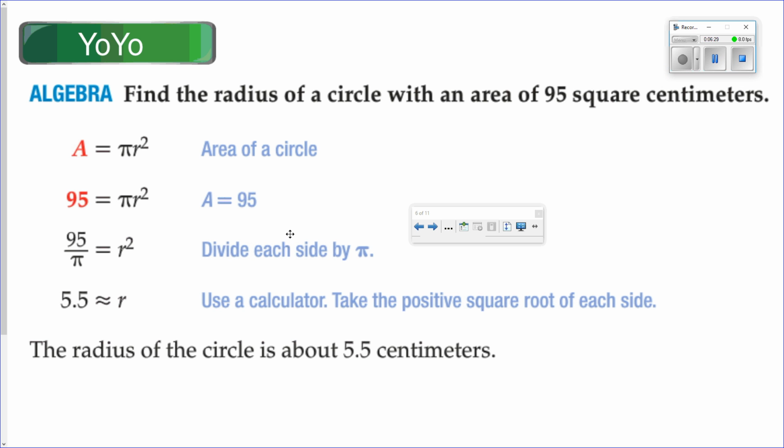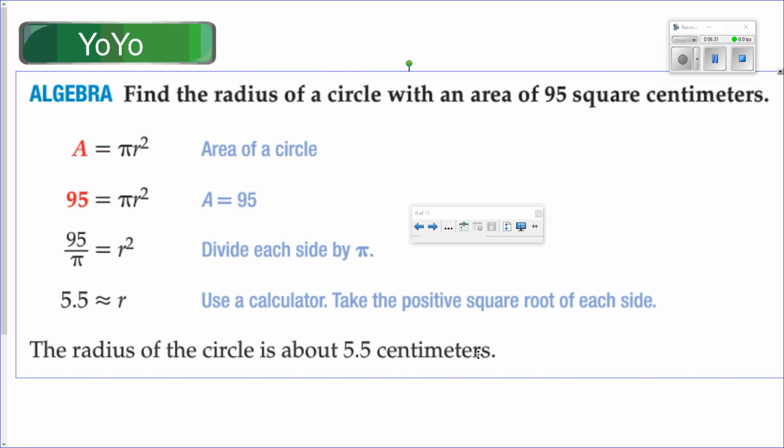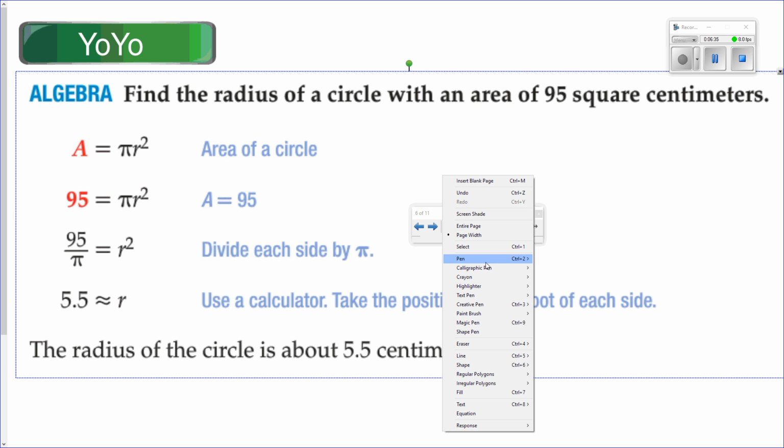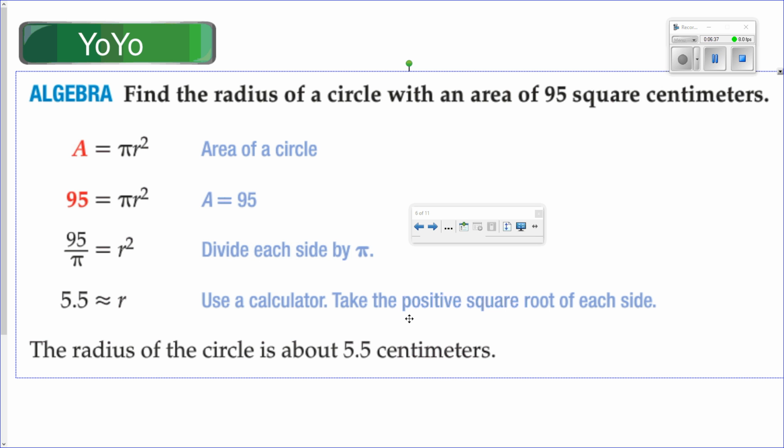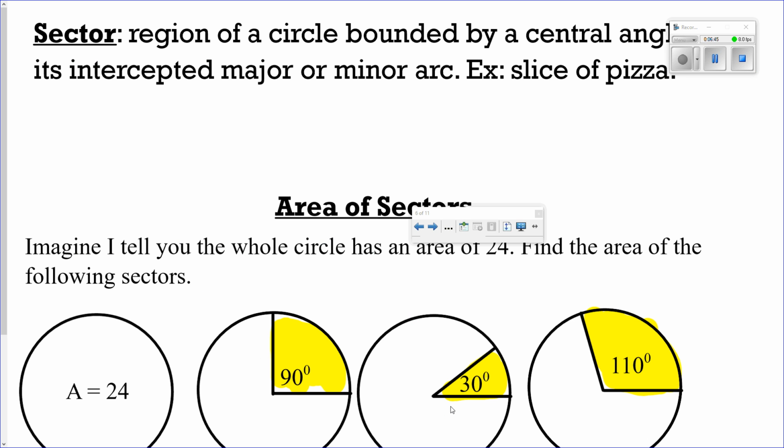All we got to do is plug in 95, divide by pi, and then take the square root, right? Anytime you take the square root, you're going to get two options. But remember, just like we just said, it can't be negative because it's a physical thing, right? We have a physical length. That can't be negative. So it's going to have to be the positive square root.